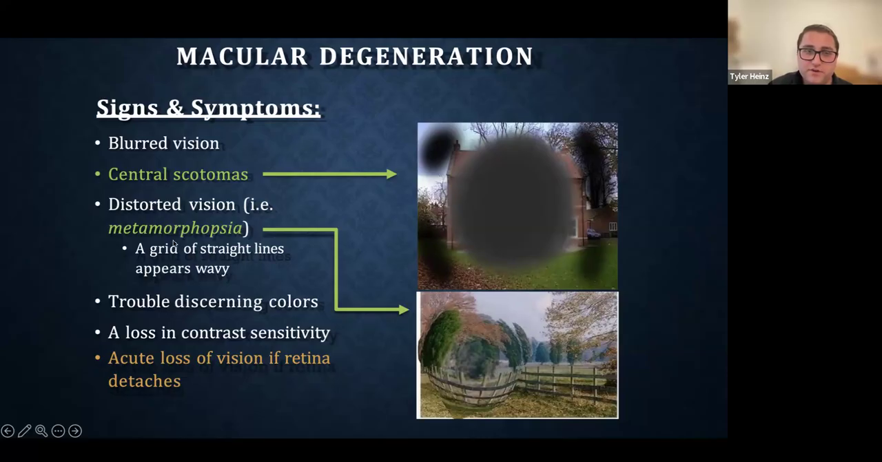So that distorted vision, the metamorphopsia, grid of straight lines may appear wavy. And we'll get into that in a second. They may have trouble discerning colors, and acute vision loss if the retina detaches. Remember, as we continue having swelling, hemorrhage, leakage of the blood, pushing up on the retina, tensile scar tissue, that all increases our chance of retinal detachment and vision loss.